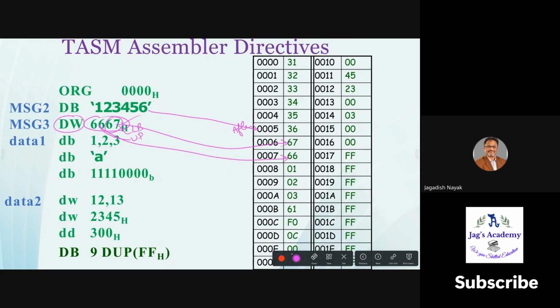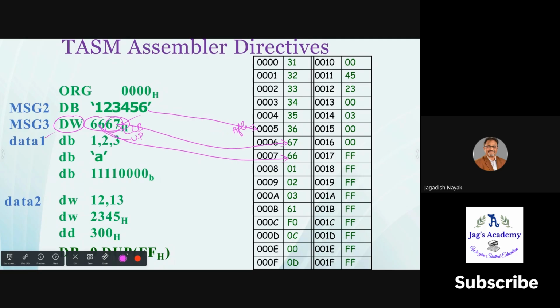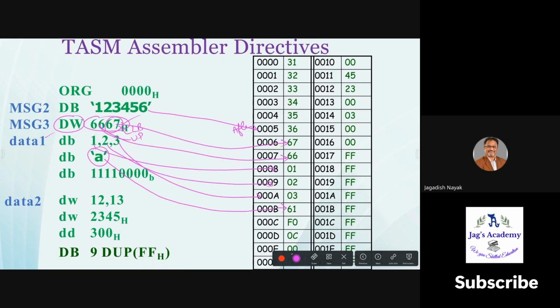Now next, data 1. Data 1 is 1, 2, 3. Can you see 1, 2, 3? There is no H. It's the same, right? Hexadecimal from 0 to 9 is the same as the decimal value. So after that, 1 will be stored, then 2 will be stored, then 3 will be stored. After that, it's a character: the equivalent ASCII value of character A, small a, is stored in the next location. See how the continuous location data is stored.